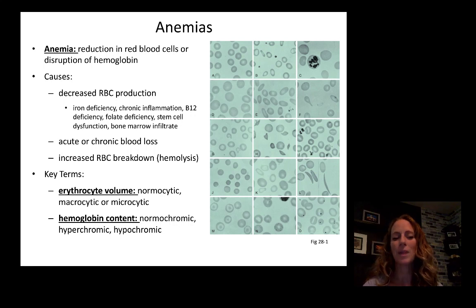The key terms here will be how big is the cell? So erythrocyte volume, is it a normal size, normocytic? Is it too big, macrocytic? Or is it too small, microcytic? So we would say these are normocytic anemias, macrocytic, or microcytic anemias. And you can classify your conditions based on that. We also look at the hemoglobin content. Normal would be normochromic, too much would be hyperchromic, and low would be hypochromic anemias.